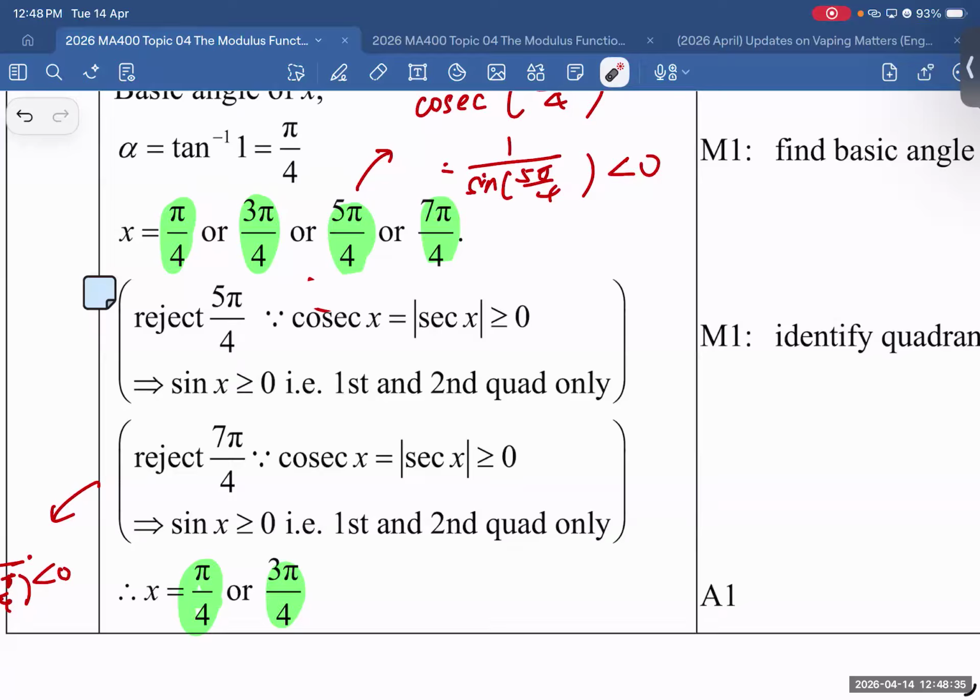Those that need time to do, you copy down the main steps or you copy down the answer. Okay? Easy. Okay.